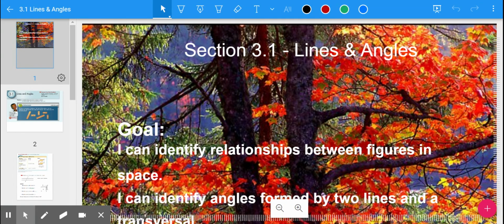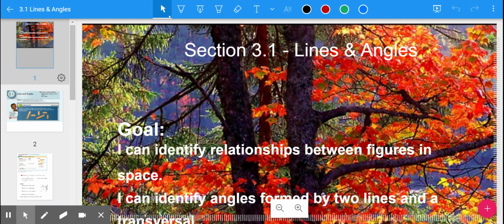We're doing section 3.1 about lines and angles. So this is a new unit. We're going to be doing a lot of stuff with angles and lines in this unit, as well as many other things that have to do with that. But this is the first section, so this is kind of the foundation of a lot of the things we're going to be working on this unit.